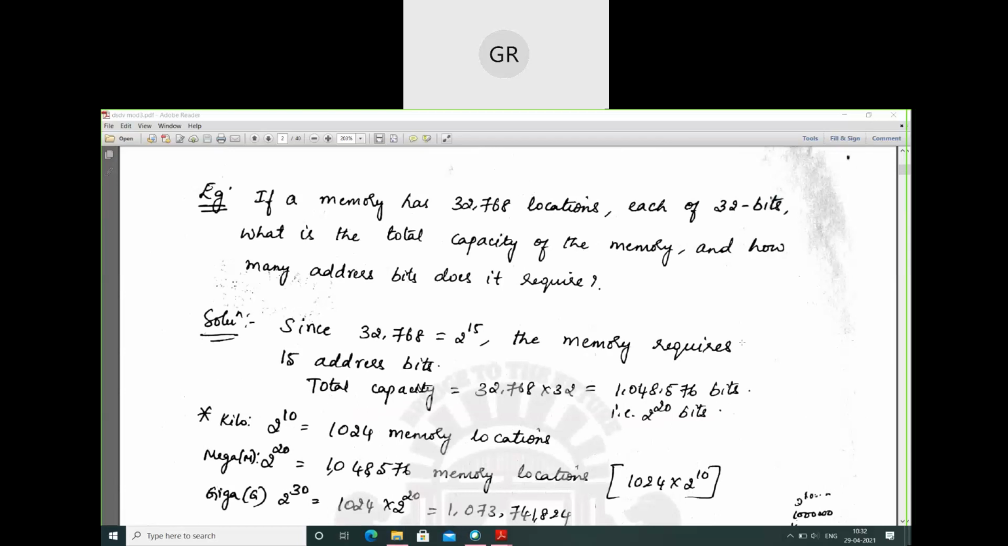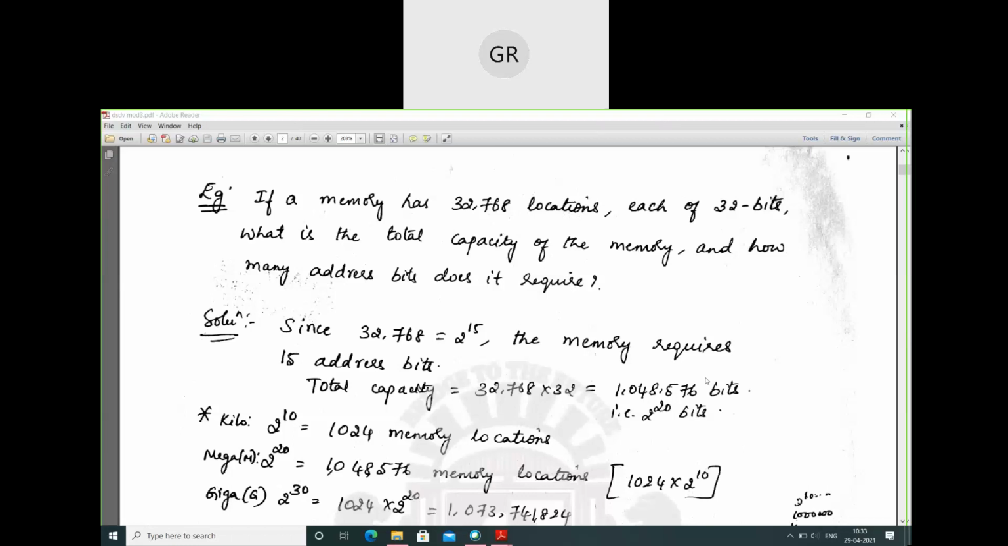If a memory has 32,768 locations, each of 32 bits, what is the total capacity of the memory and how many address bits does it require? It's very important here. Please note this down. How many locations? 32,768 locations. I will draw the diagram here, then you will get it.